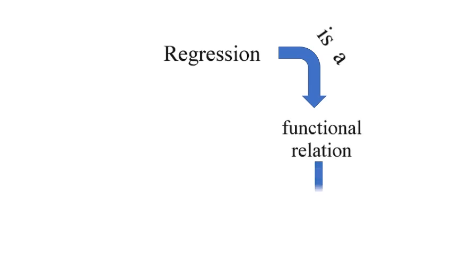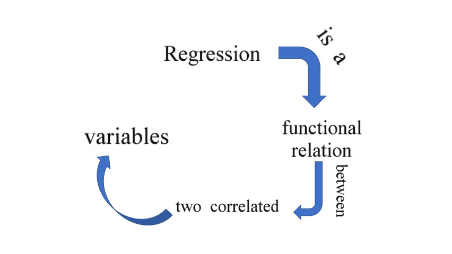Now, what is regression? Regression is a functional relationship between two correlated variables. Linear regression is the next step of linear correlation. For regression, it is a necessary condition that the two variables must be correlated. If the two variables are not correlated, we cannot calculate regression. So regression is the functional relationship between two correlated variables.